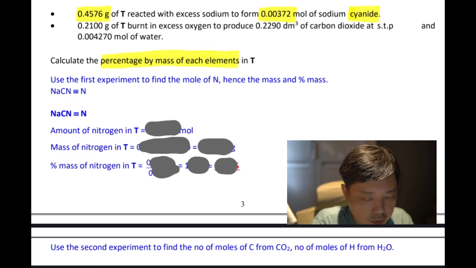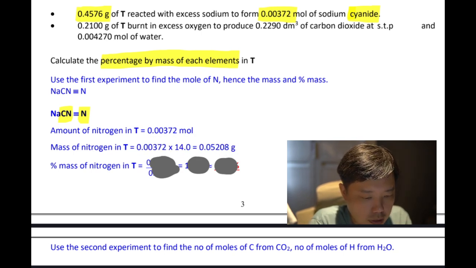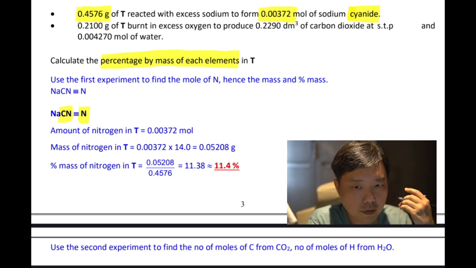Alright, so the first one, mole ratio of cyanide to N is 1:1. So we actually just need to find the number of moles of nitrogen first, and then just multiply by the Ar of nitrogen. That will give you the actual mass. So this actual mass divided by the initial sample mass, times 100% will give you 11.4% of nitrogen in T. So this is from the first experiment.